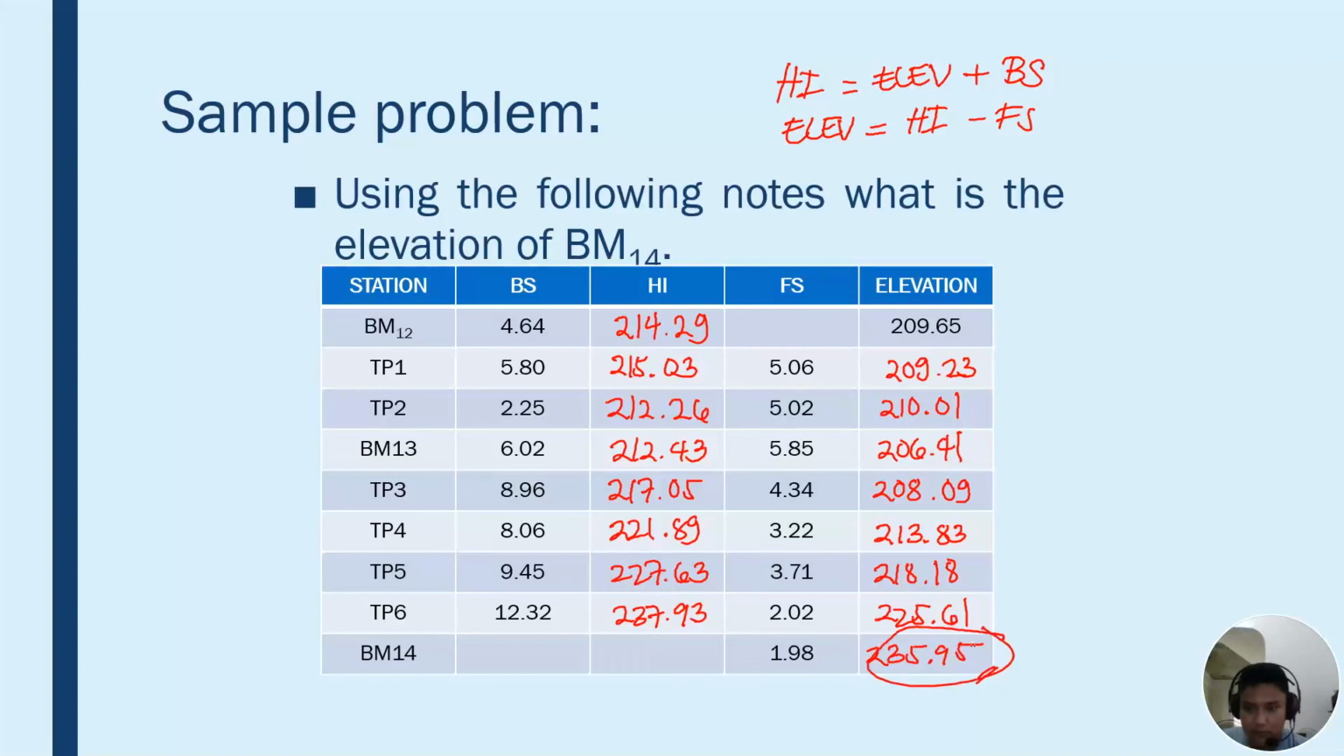That's your final answer. 235.95 is the elevation for benchmark number 14. Okay? So that's how you solve the elevation for each station using differential leveling.